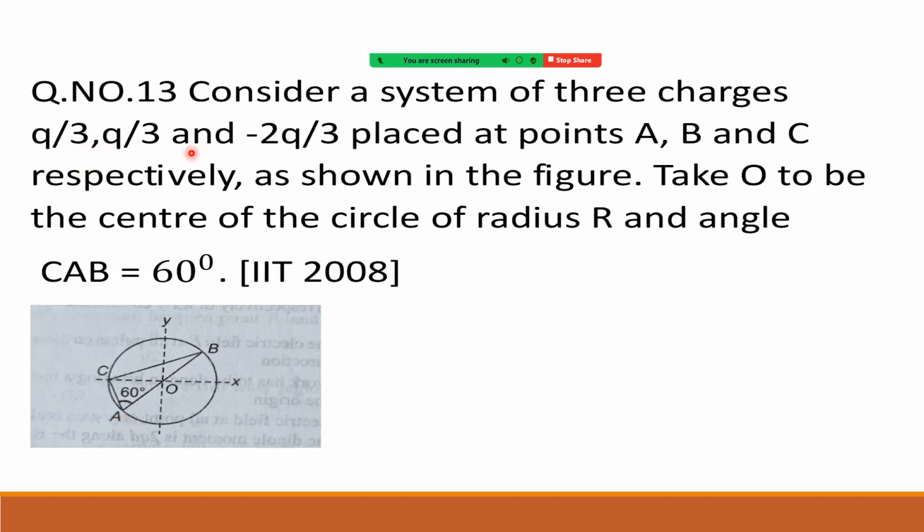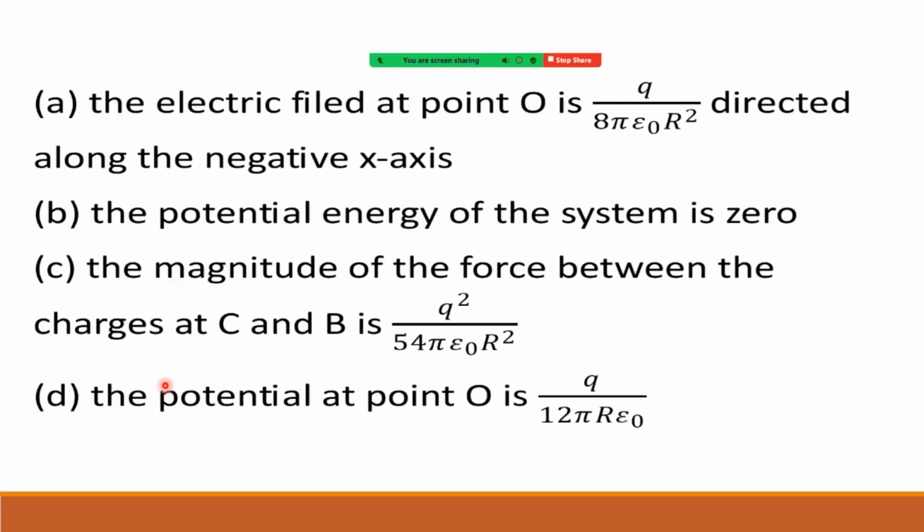Charges q by 3, q by 3, minus 2q by 3, right? You can see A, B, C all are at the same distance from the center. Now here, the sum of the charges becomes 0, right? Minus 2q by 3 plus 2q by 3. Since distances are the same, just focus on what the total charge is. Now total charge is 0. That means at the center potential will be 0. So option D is not correct.